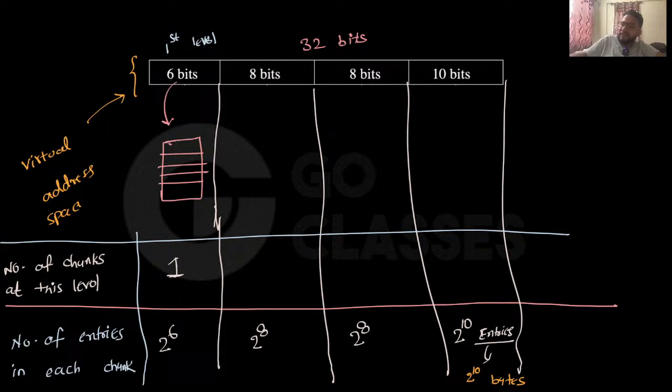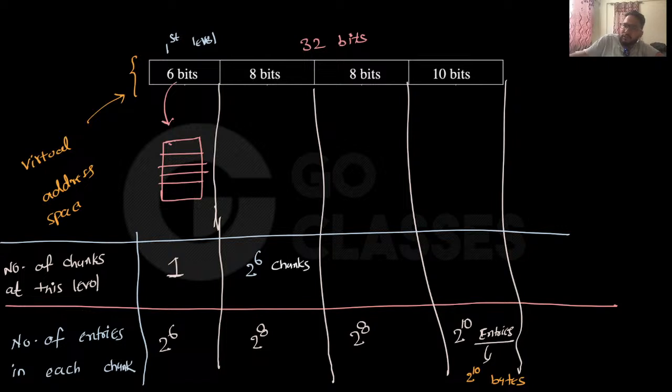It was 1. At this level, how many chunks are there? If you want to find out the number of chunks at this level, you have to go to the previous levels and sum up all the bits here. This is 6, so you will say 2 power 6 chunks are there. 2 power 6 chunks you have here.